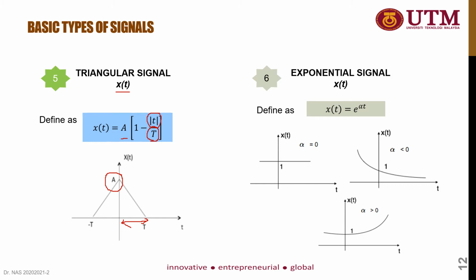Meanwhile, the exponential signal is given by e to the power of alpha t. The shape of the exponential signal will depend on alpha, whether it is 0, positive or negative. You can look at the figures here. The signal shape will be different depending on alpha: if alpha equals 0, alpha is less than 0, and alpha is larger than 0.